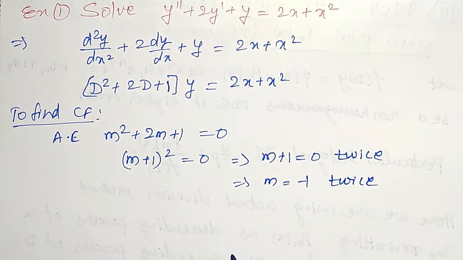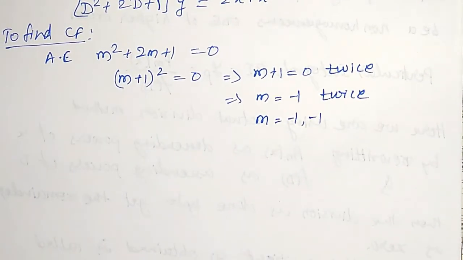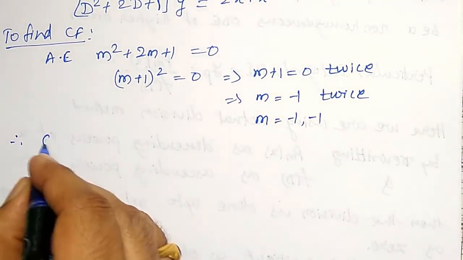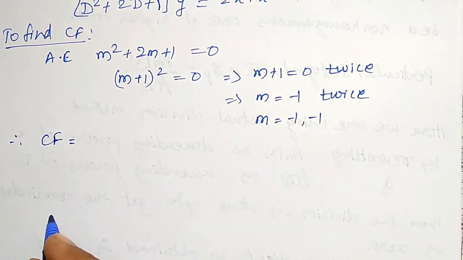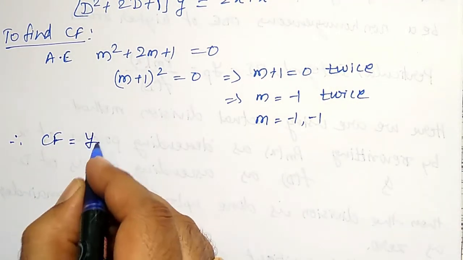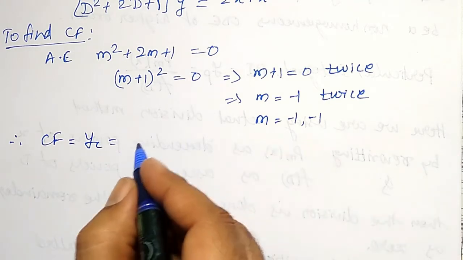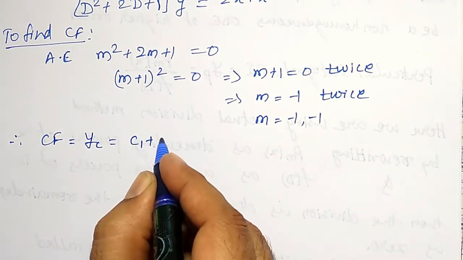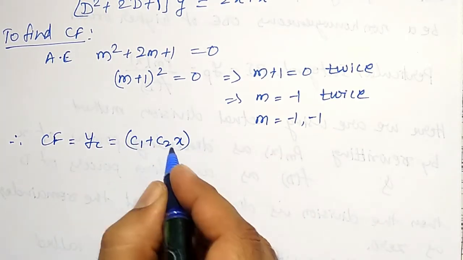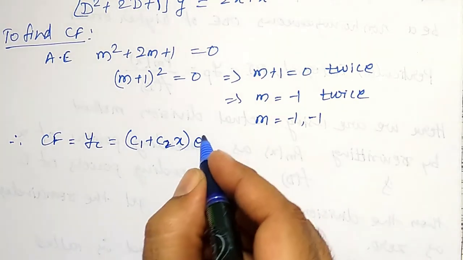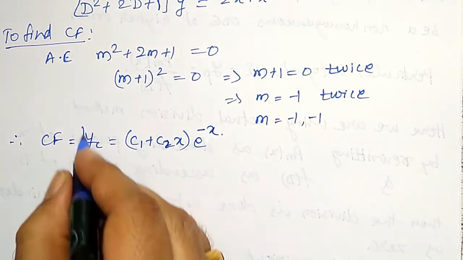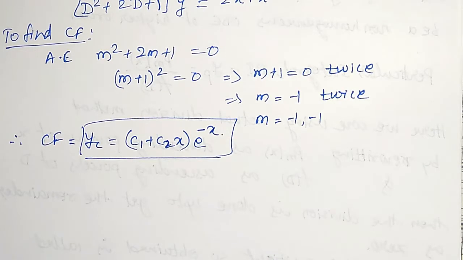That means repeated roots, m is equal to minus 1 and minus 1 are the two roots I am going to get. Therefore CF, yc, as the roots are repeated, I can write it as (c1 plus c2 x) into e to the power minus x. That is my CF, the first part I calculated. Then I have to find the particular integral.